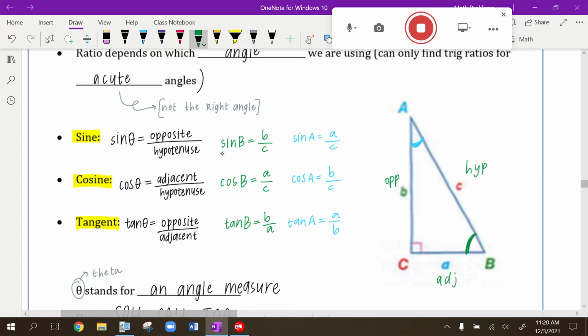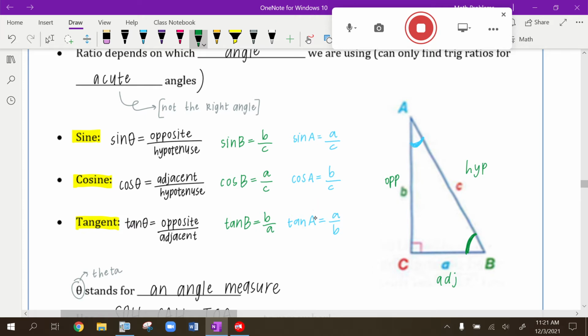So in order to find the sine of B, we're looking at the opposite side of the angle over the hypotenuse. So it would be side B over side C. Remember, a ratio just means it's a fraction. So we'll keep that as a fraction. Sometimes we'll change it to a decimal. Cosine of B is equal to the adjacent side to that angle over the hypotenuse. So since the adjacent side is A, we would put A over C. The tangent of angle B is equal to the opposite over the adjacent. So it would be side B over side A.